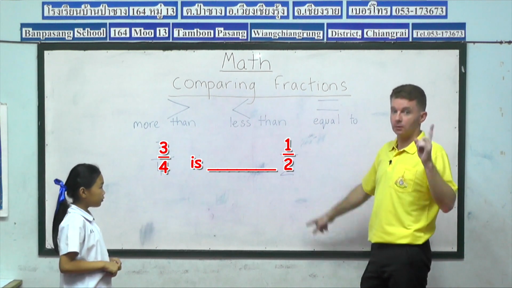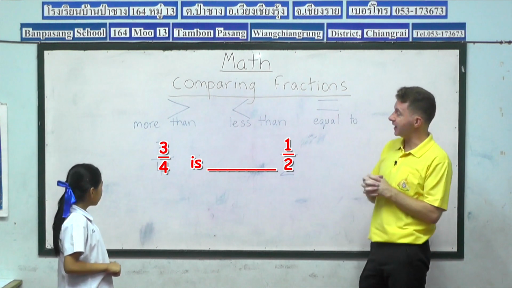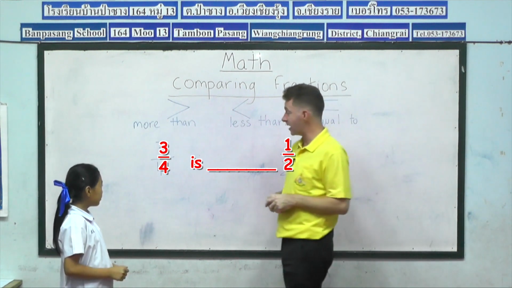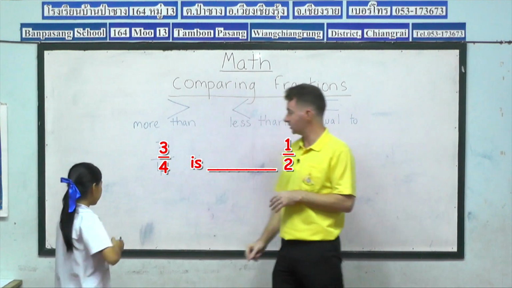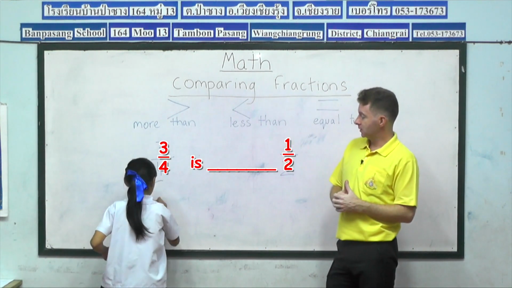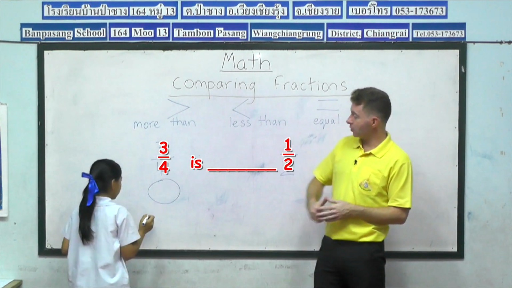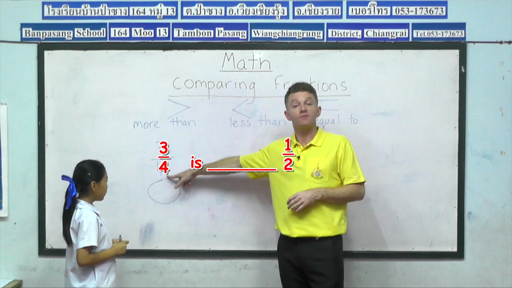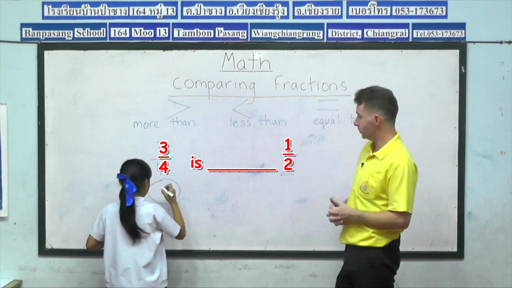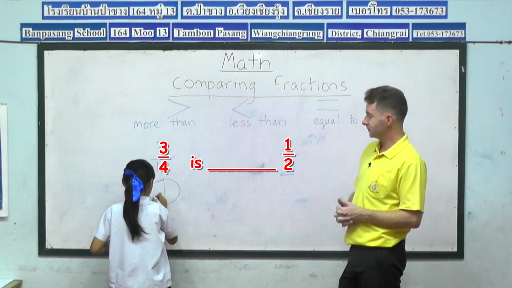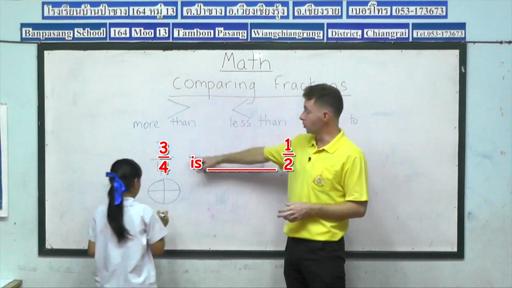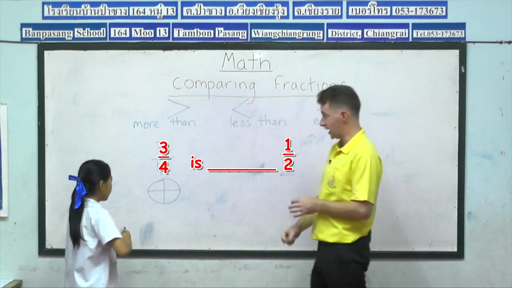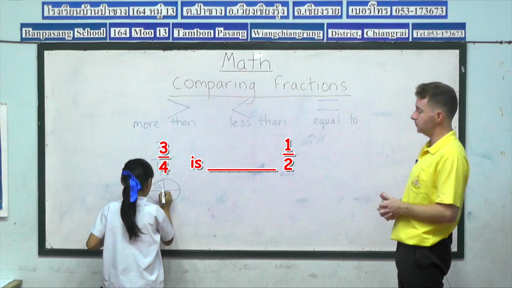1/2. Okay, so to help us decide which is more than or less than, we can draw the actual fractions. So Nadia, let's have a circle here. And remember to look at our denominator. How many parts to our circle? 4 parts. So Nadia, can you put it into 4? And then the numerator, how many parts in blue? 3. Okay, so Nadia, colour 3 parts in blue.